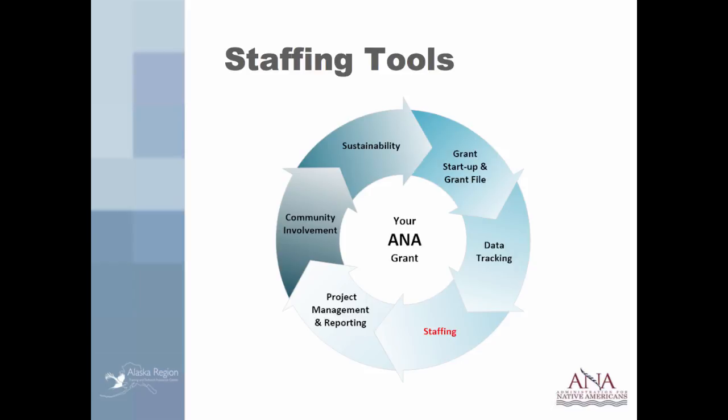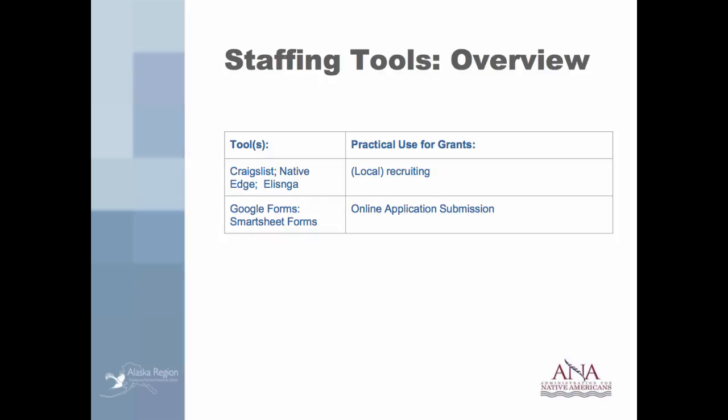Okay, staffing tools. So we talked a little bit about data. Now let's talk a little bit about staffing. Staffing is one of the most critical components and indicators of project success. A lot of organizations struggle to get staffing in place after the grant award. And the nice thing is that there are more and more tools out there that are focused on Native American human resources. It's really exciting.